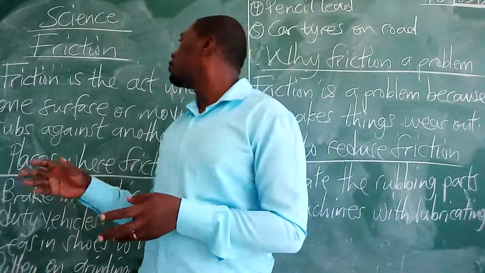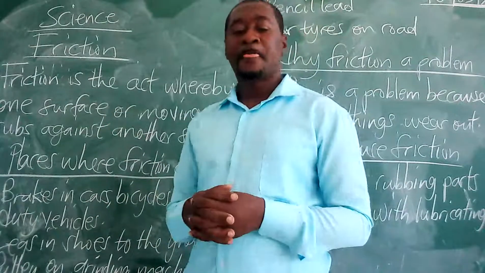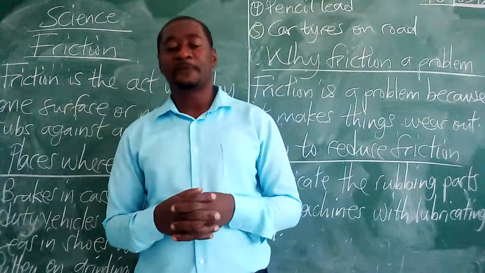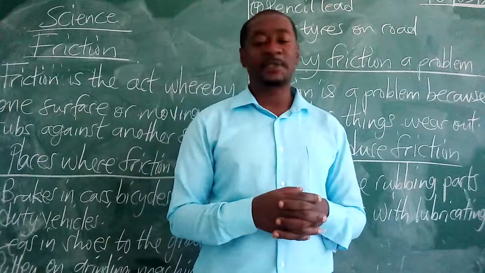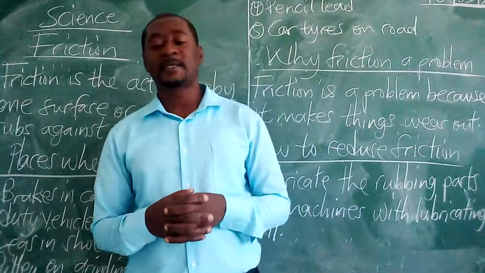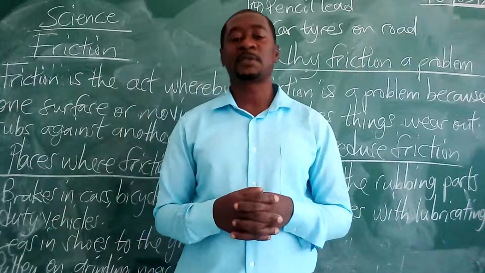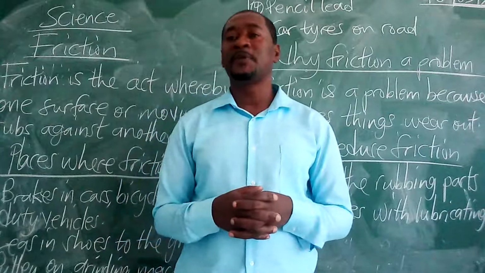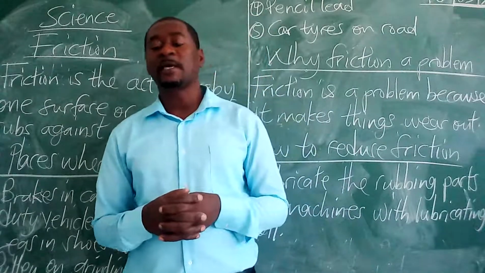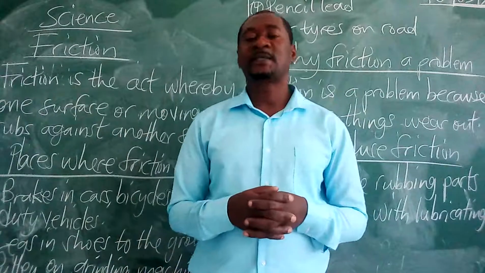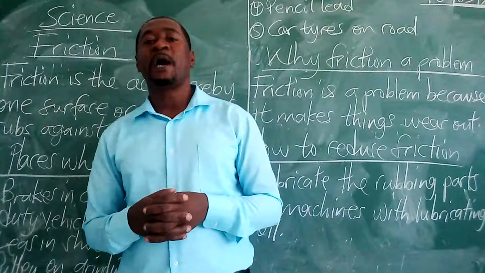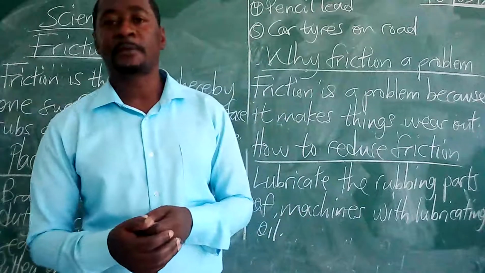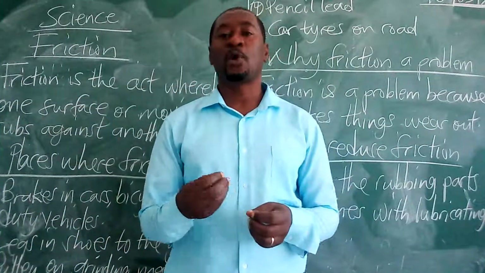And then when we look on the board, we have: friction is the act whereby one surface or moving surface rubs against another surface. So we have places where friction can occur.